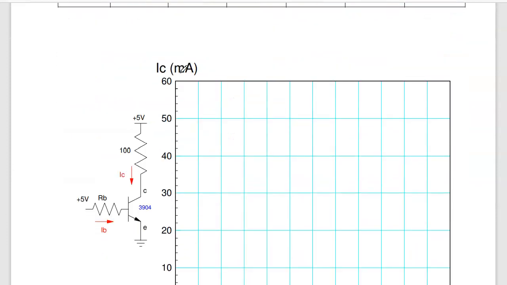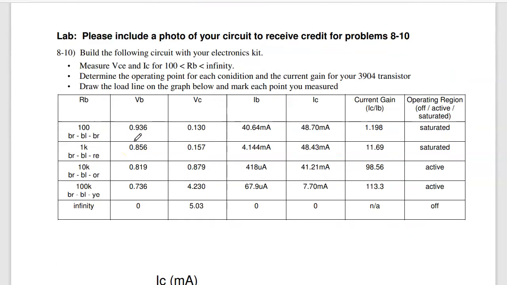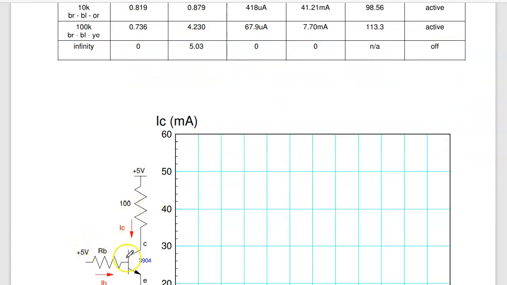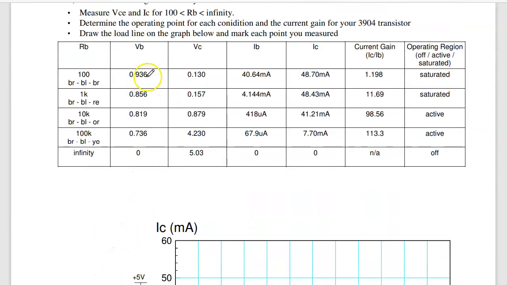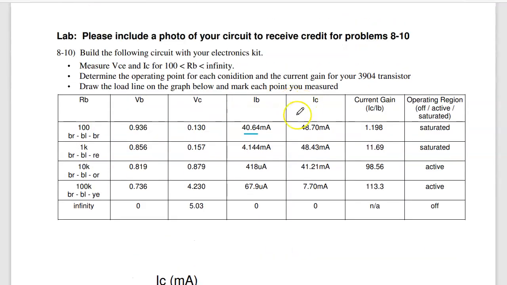And the last problem, if you built this circuit and vary the base resistance, I added a column. I can measure the base voltage, the collector voltage, and calculate IB. If I know Vn, this point, that's 4.3 volts. 4.3 volts across, 5 minus VB over 100 is the current. 5 minus VC over 100 is IC. Take the ratio, I get 1.19. This one I know is saturated because this is close to 0.2 volts. It's trying to go negative, but it can't go below 0.